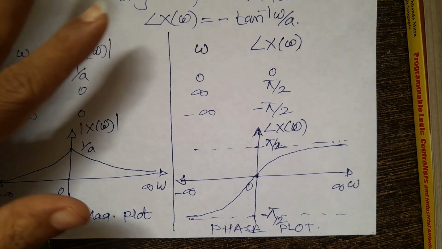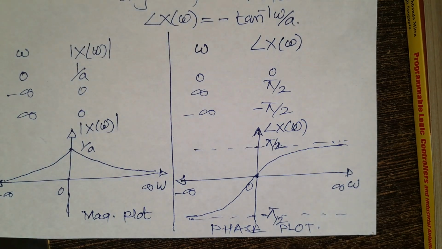So in this way we can find the Fourier transform of x(t) equal to e^(at) u(-t).